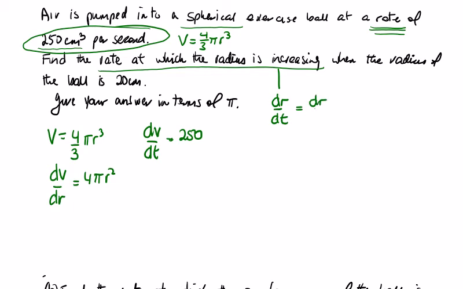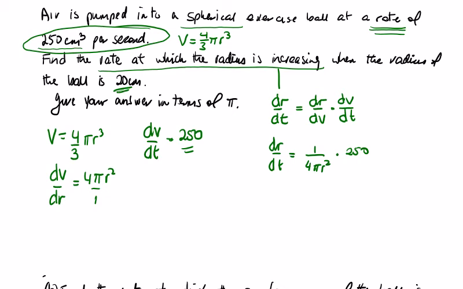dr/dt, based on the information that we have, is dr/dV times, we need that dt on the bottom, so we'd have to have dV/dt on top, and you can see here the dV's cancel, just leaving us with dr/dt. So what do we have? We're looking for dr/dt. dr/dV, well, dV/dr is 4πr squared over 1, so that's going to be 1 over 4πr squared. And dV/dt is this 250.